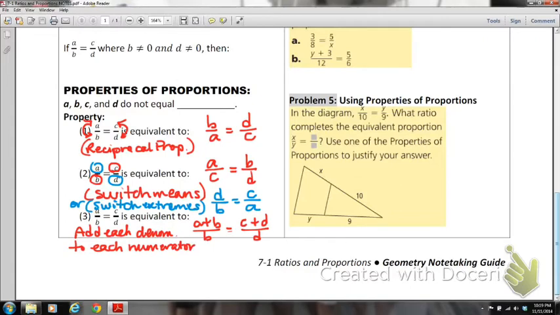So my original denominator in the original proportion was B, so I had A over B on the left, and I just added B to the numerator. And on the right side it has C over D. D is the denominator. I just added D to that numerator. So that is a valid proportion property as well. So let's look at some examples on the right side.